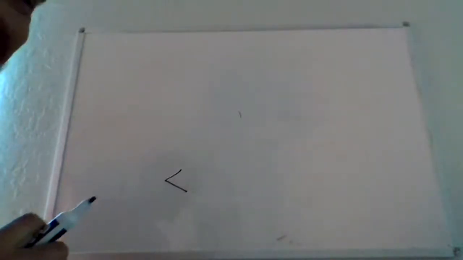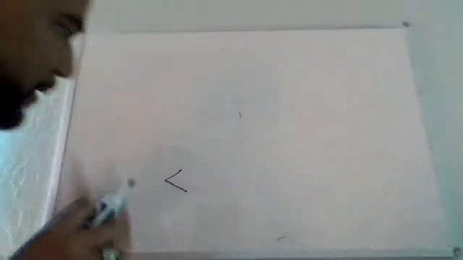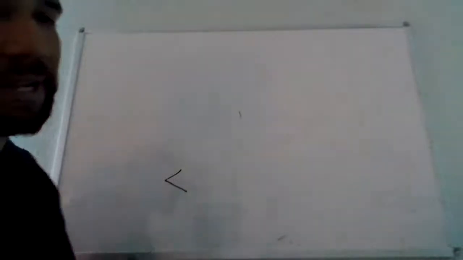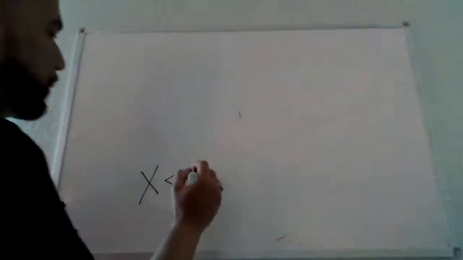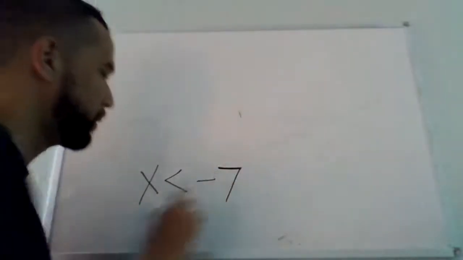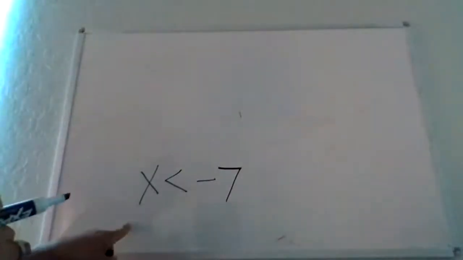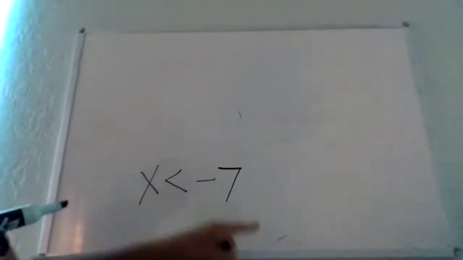I got the feedback loop. Left side. Okay, so where's my x going to go? Where's my negative 7 going to go? x is on the left side, and negative 7 on the right side. So x has to be less than negative 7.